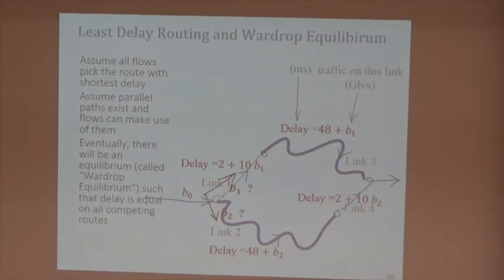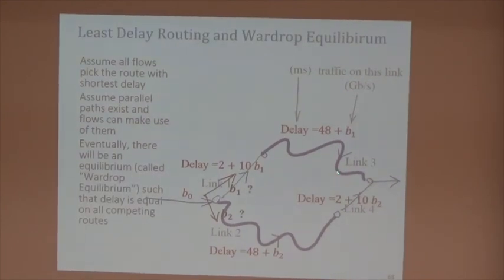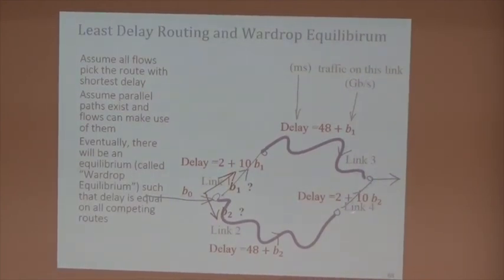The equilibrium is when the metric that we use is the same on both paths, because if it were not the same, the shortest path would be this one, for example. It would attract more traffic, which would also make its cost larger. So eventually the thing must balance, because if they don't balance, one of the links will attract more traffic and its cost will increase.